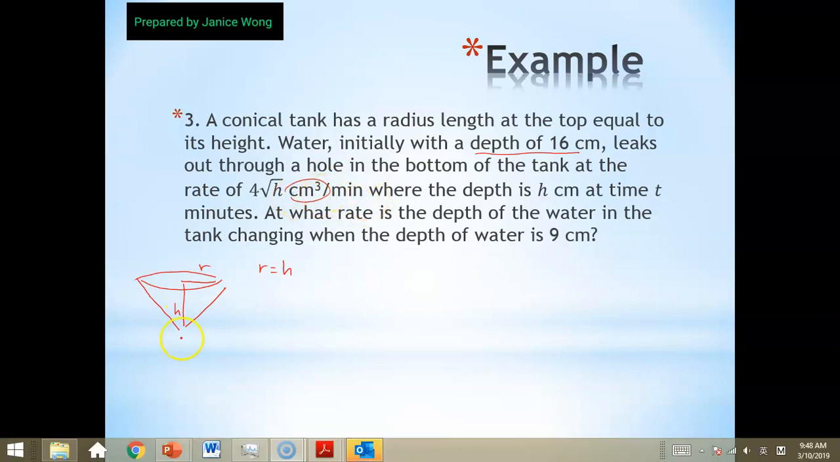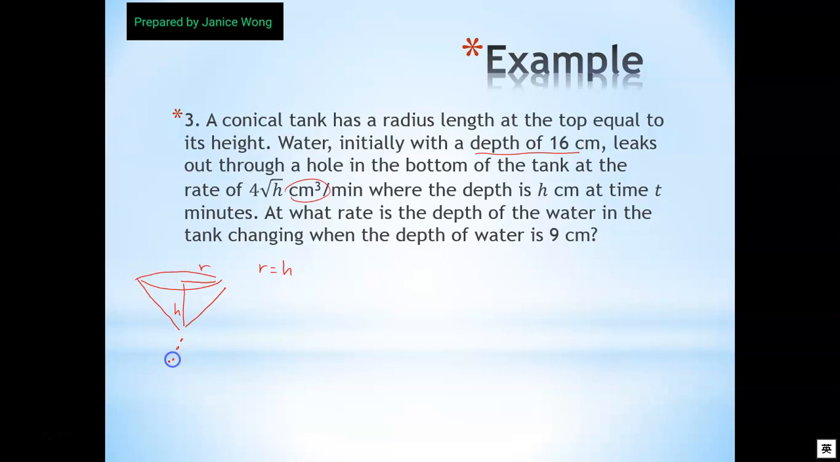Volume again. There is leakage. The rate of change of the volume, dV over dt, equals, because of leakage, the volume in the tank is decreasing. So the rate of the volume must be negative 4h, where the depth is h cm at time t minutes.